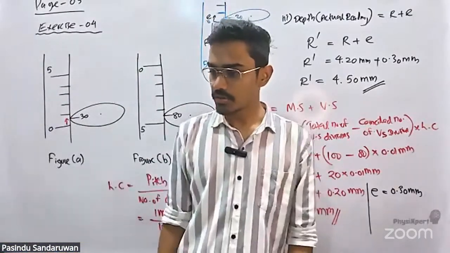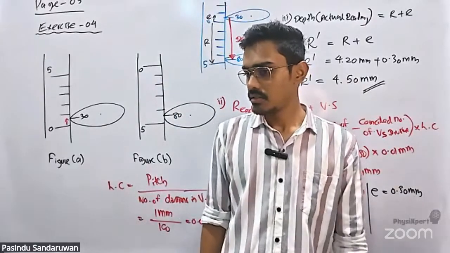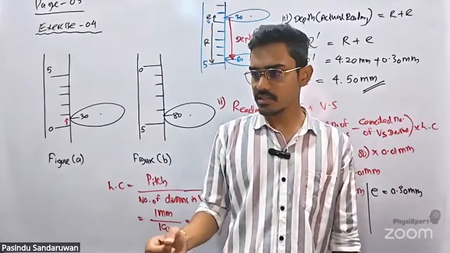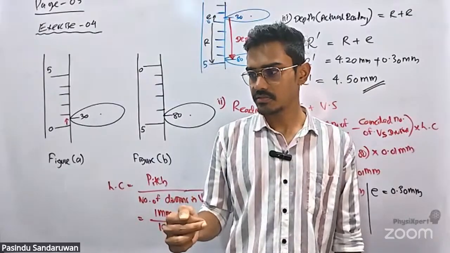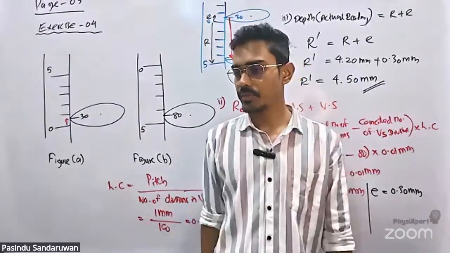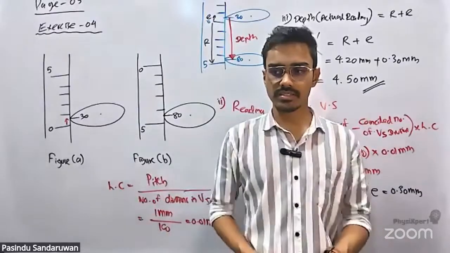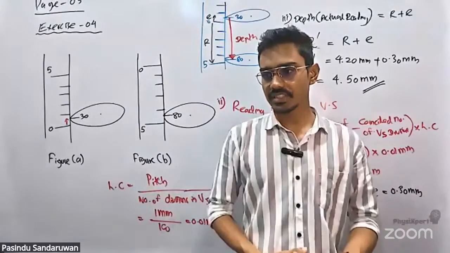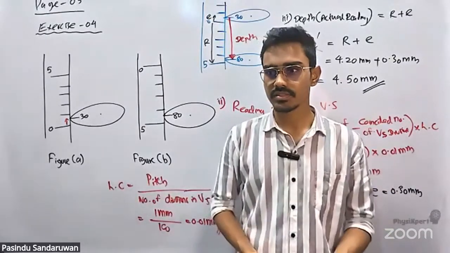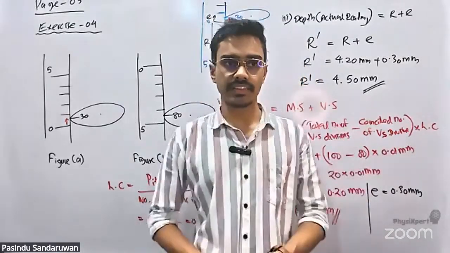Should we not find the error for the second one? What do you mean by the second one? Figure B. Figure B is the same instrument on a different occasion, so the same error is in that instrument. Read the question.